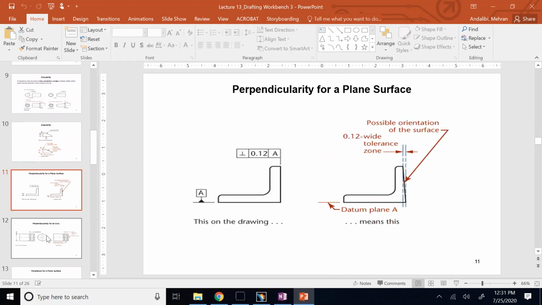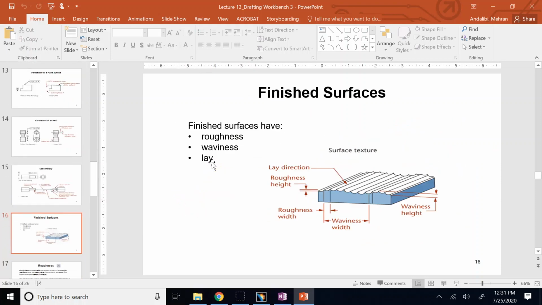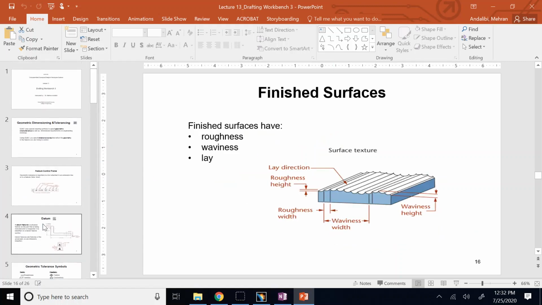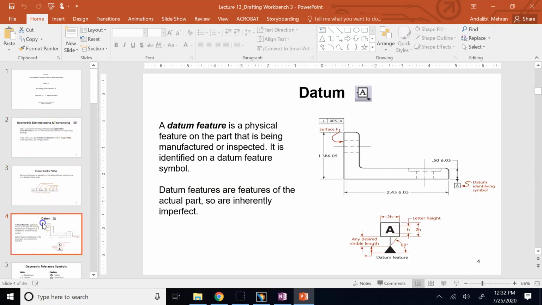Or if you want two surfaces to be parallel, right? If this is my reference, how do I tell the machinist that the top surface has to be parallel to the bottom with so much deviation? Or concentricity. This shaft has to be concentric with the other one with so much deviation. So for these cases, which are geometric constraints, like parallelism, perpendicularity, circularity, straightness, and so on, we use a different type of tolerance. We call it geometric tolerance. And I'll tell you how we should show this geometric tolerance on our drafting.